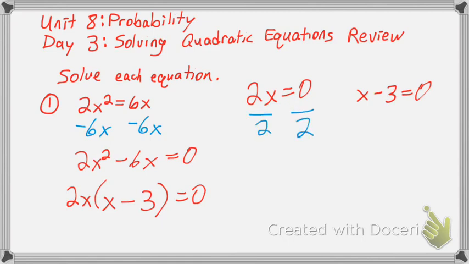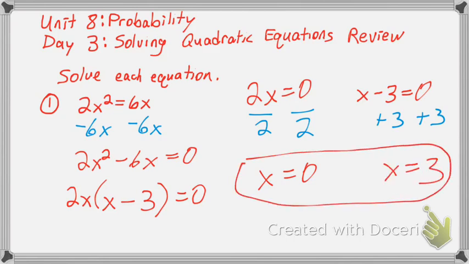Once you've done that, you just solve them independently. So here on the 2x equals 0, you can see I'm dividing by 2. And here on the x minus 3 equals 0, I will add 3. So x will equal 3, x will equal 0. Those are my two answers. And that's it.